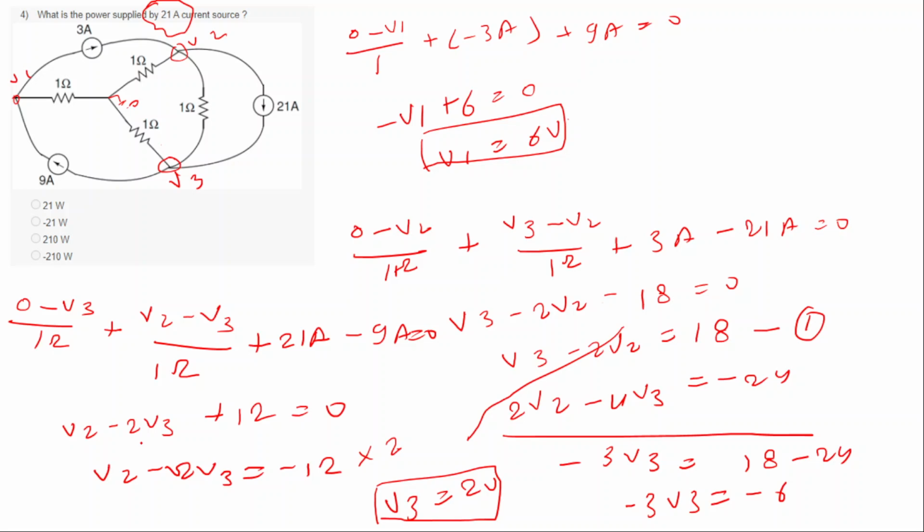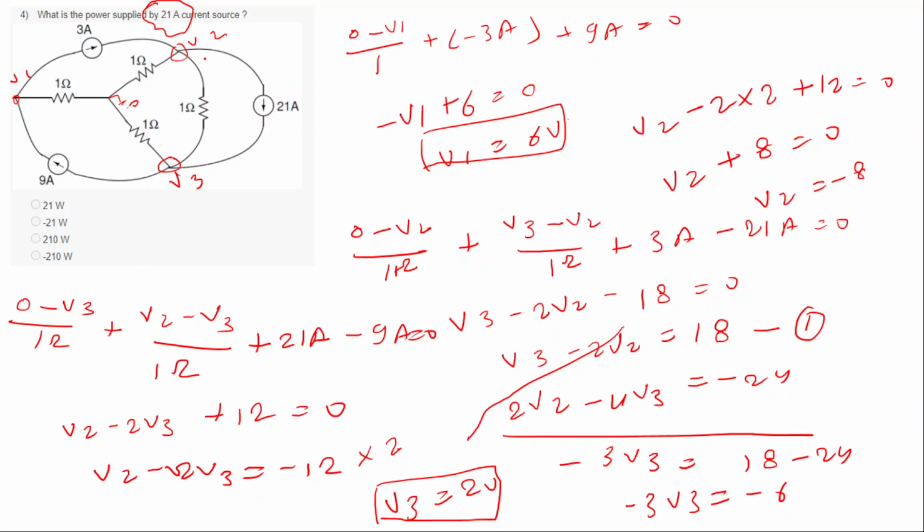Similarly, we can find V2. V3 equals 2 volt, so we can put this value in this equation: V2 minus 2 times V3, with V3 being 2 volt, plus 12 equals 0. So V2 plus 8 equals 0, so V2 will be equal to minus 8 volt.